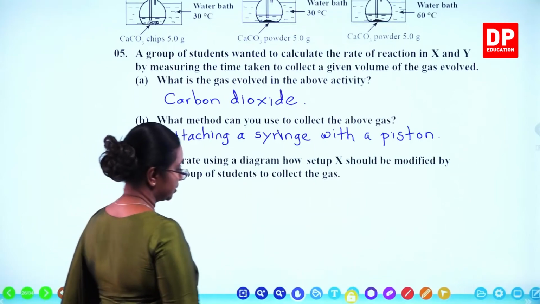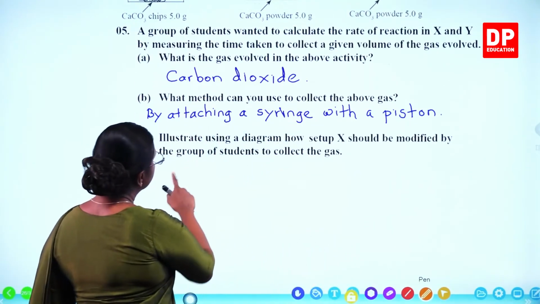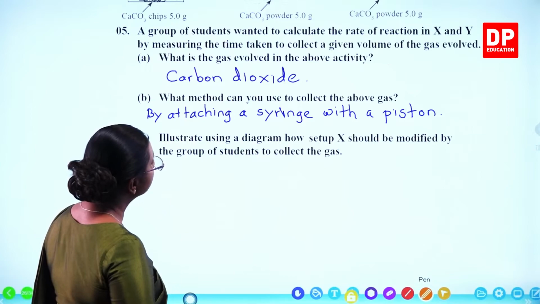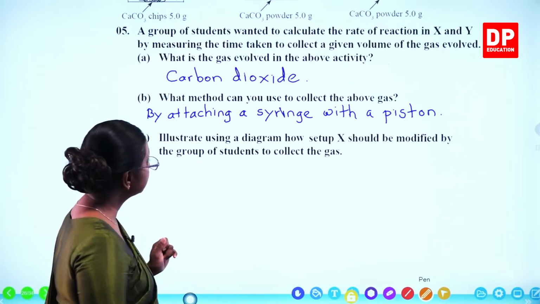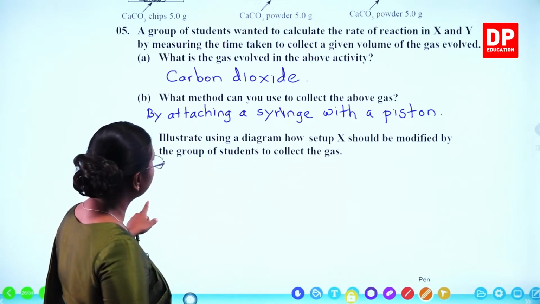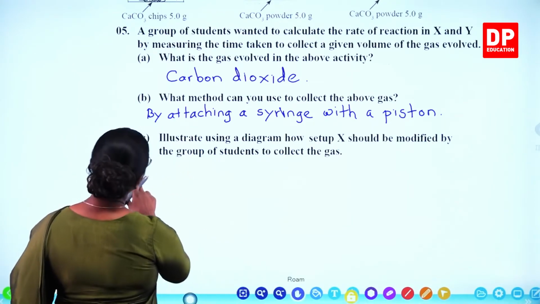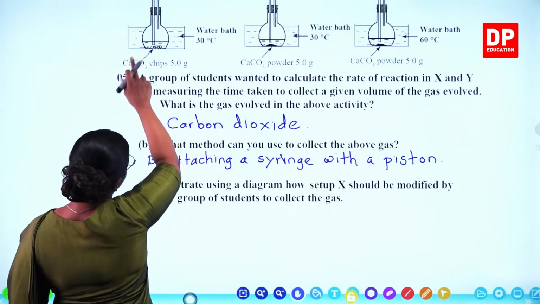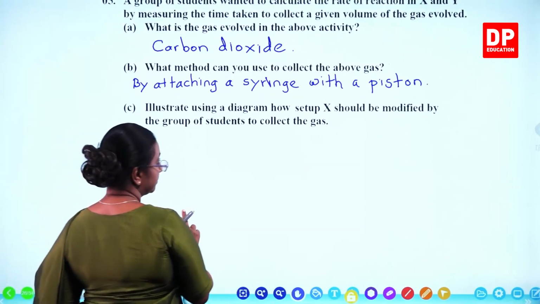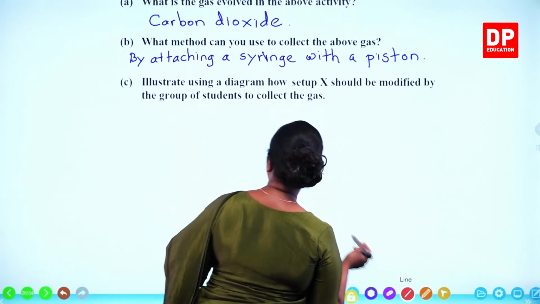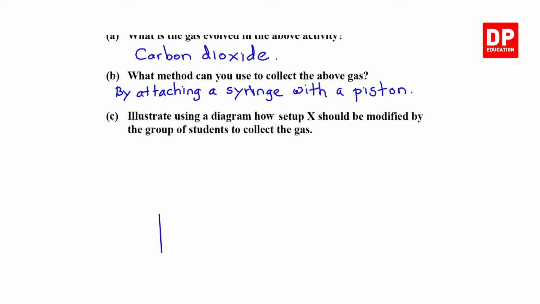Then the next question. Illustrate using a diagram how setup X, that is the first setup, should be modified by the group of students to collect the gas. So there we need to show the setup X. We have the water bath, then the flat bottom flask.